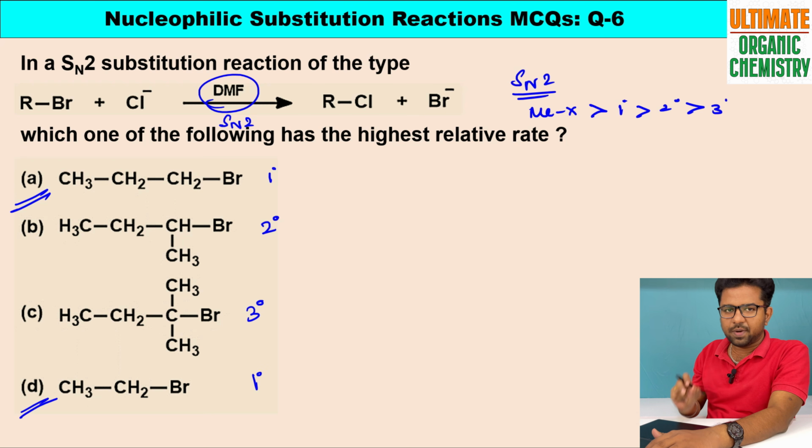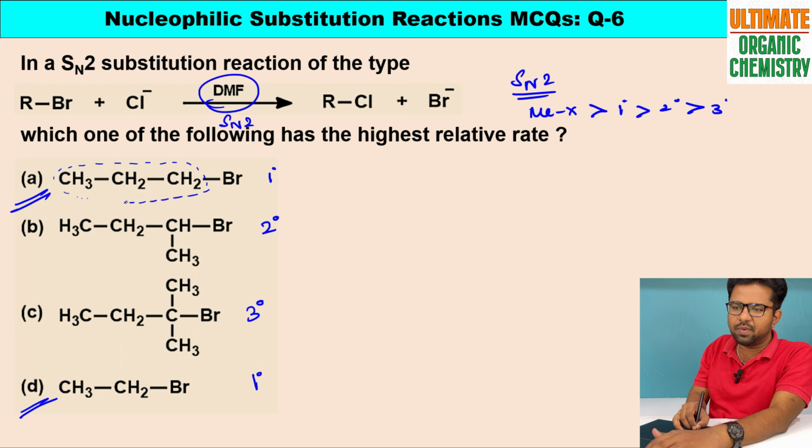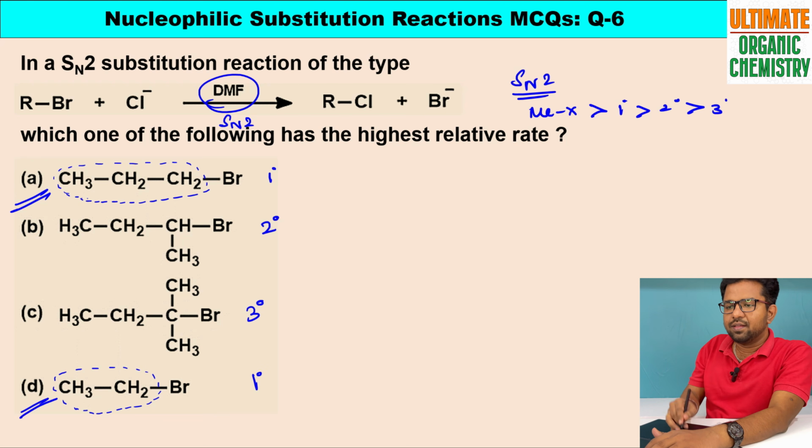Both are primary. Among them, which is most reactive? In compound A, that is n-propyl bromide, the bromide is attached to a 3-carbon propyl group, whereas in the last case, ethyl bromide, the bromide is attached to a 2-carbon ethyl group. Which is larger? Obviously, the 3-carbon n-propyl group is bulkier compared to the 2-carbon ethyl group. So the species with less bulkiness will be most reactive in SN2 reaction. In that concept, option D is the most reactive.